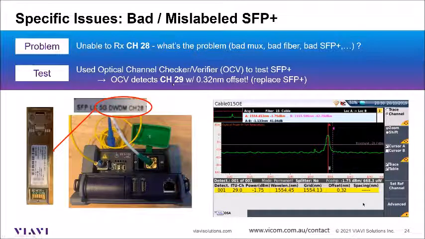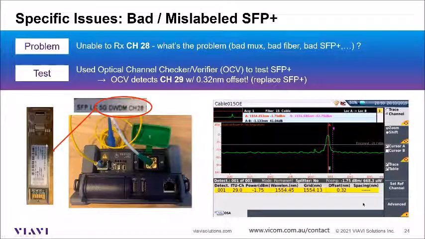And a very simple test, basically pulling out the SFP and plugging it into our optical channel checker. Here is a zoomed-in image of the SFP, showing that it is set for channel 28. Okay, so it transmits at channel 28. However, when plugged in and when we ran a test on it, it's showing that the ITU-T channel is actually channel 29 that it's transmitting. So these errors can happen.